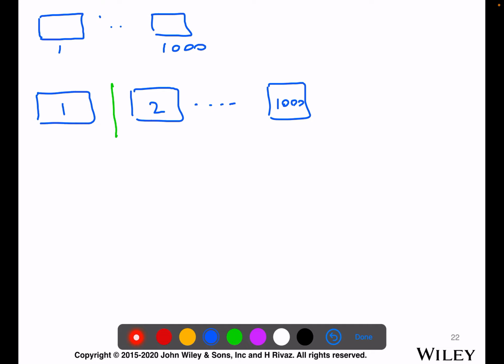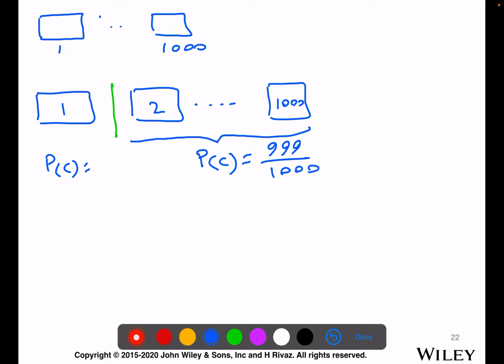The probability of the car being here is 999 divided by 1,000, and the probability of the car being here is 1 divided by 1,000, right? So nothing has been revealed so far. All we have done is that we have picked door 1, right? Now, what if the host reveals 998 doors out of these 999 left? So this is stage 1.